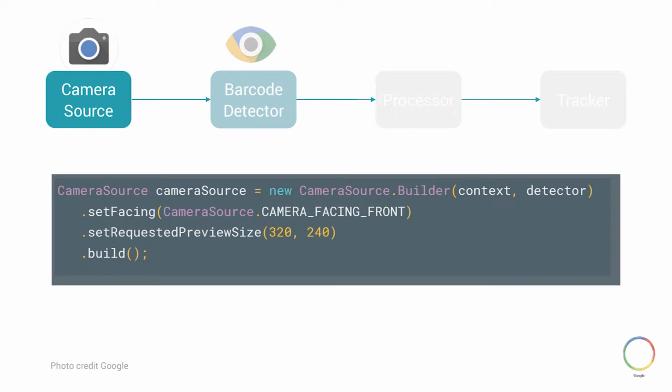Next, you want to instantiate a camera source that's provided by the API, and then hook it up with the detector. With this configuration, once you say start, the camera frames will start streaming from the camera directly to your detector.